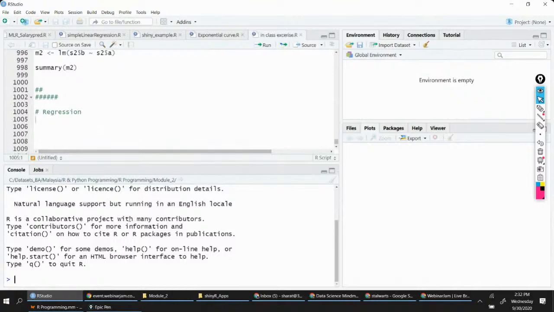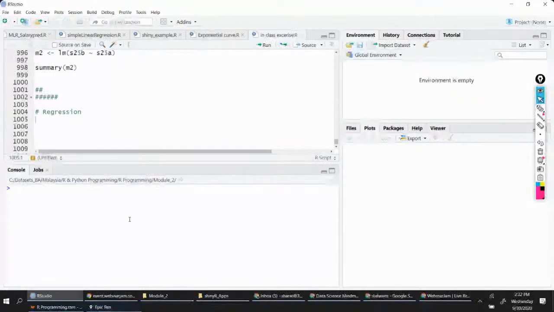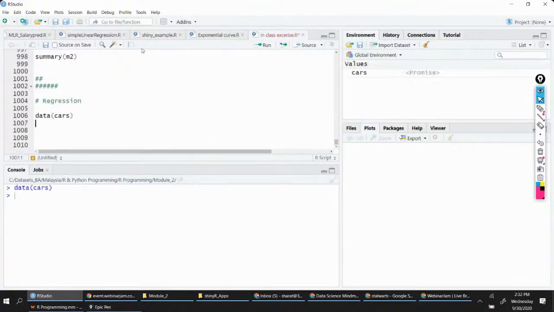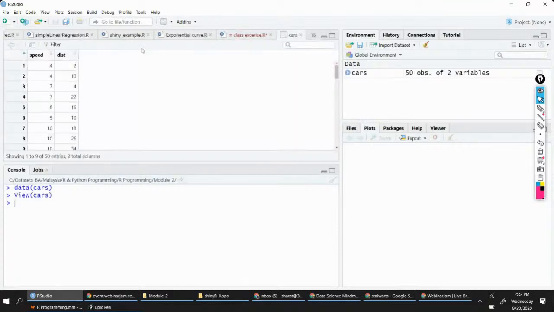Okay, let me erase this. Now the first thing that we need to do is to load the data. I'm doing regression on an inbuilt data set. Let me take cars. We've already worked with this cars data, right? It has two fields: speed and distance. Now, are these two related or not? We'll have to analyze the relationship.